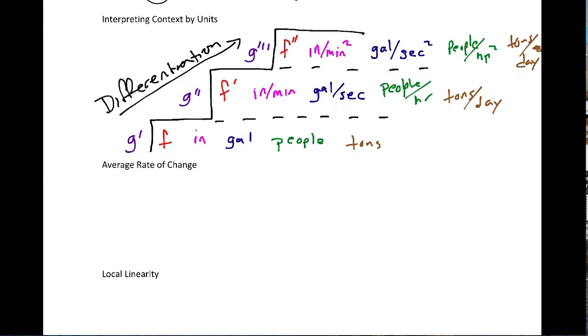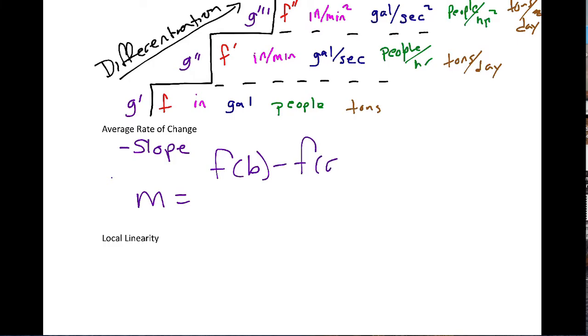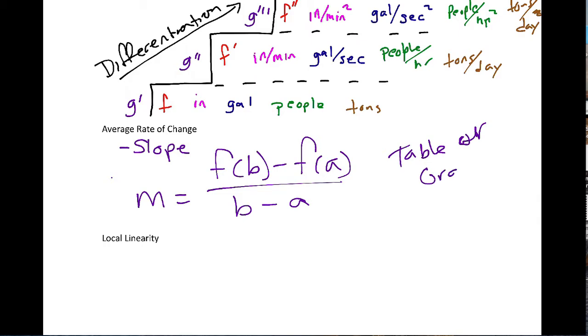Now, remember what the average rate of change is. The average rate of change is the same thing as the slope. So if you have a table, that's just simply doing f of b minus f of a divided by b minus a. It's used with a table or a graph, usually.